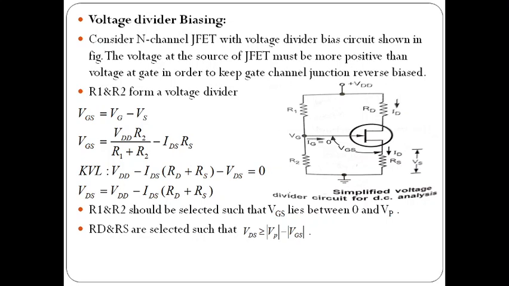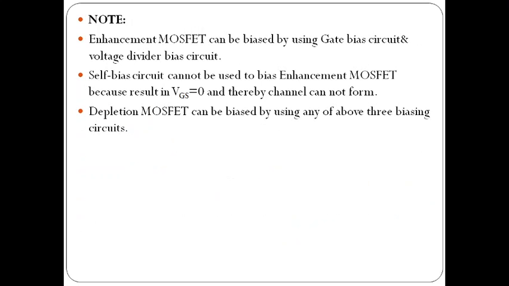And this is JFET biasing. Now MOSFETs. Here we again have two types, enhancement and depletion MOSFET. Enhancement MOSFET can be biased by using gate bias and voltage divider bias circuits.